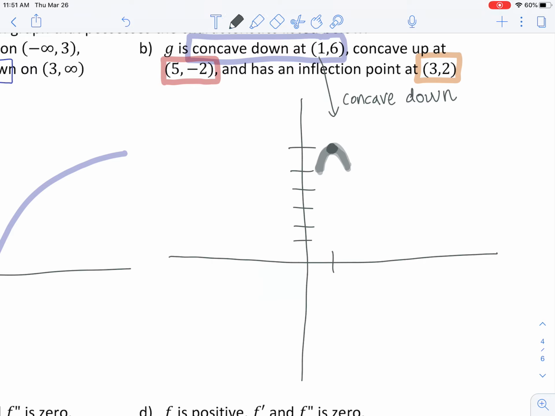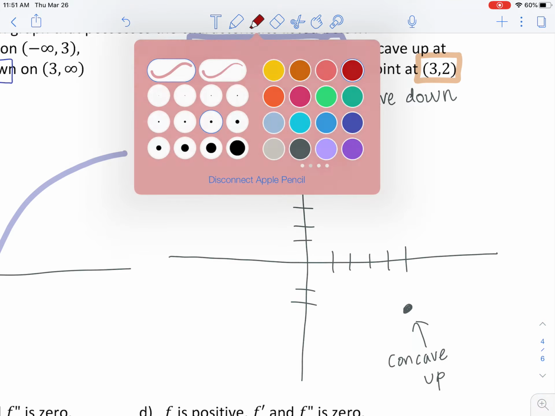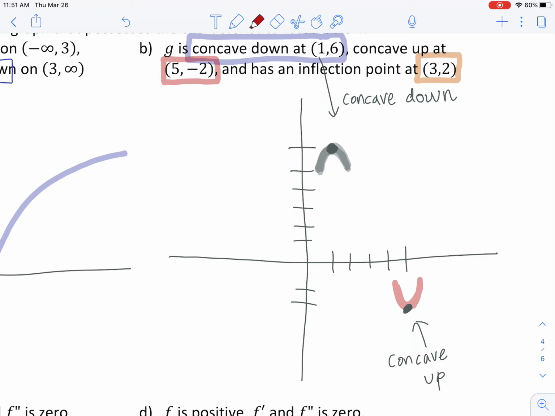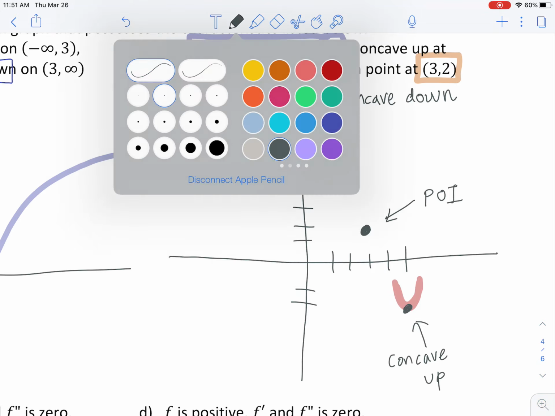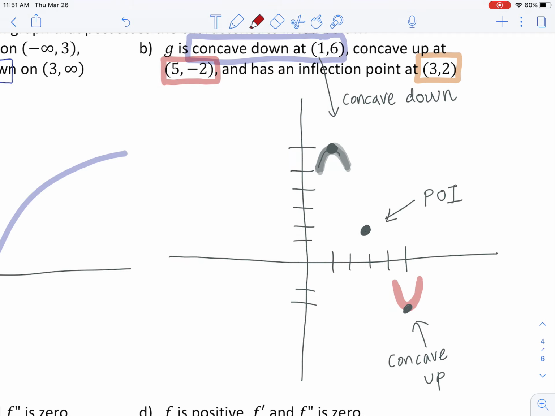All right, what's the next one? Concave up at 5 to the right. 1, 2, 3, 4, 5 down 2. So this is where I'm gonna have concave up, they say. And what does concave up look like? It looks like that, right? All right, what else did they give you? We have a point of inflection at 3, 2. This is where the change of concavity will happen. This is our POI.